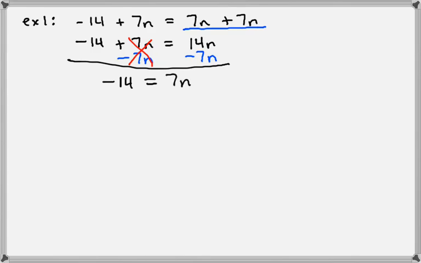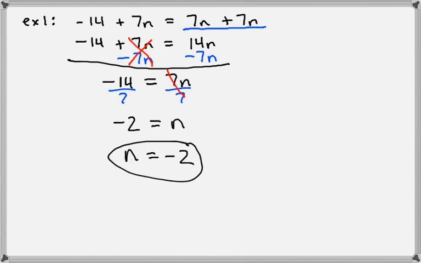Now in order to get the n by itself, we are going to divide both sides by 7 just like we've been doing for several days. 7 divided by 7 is 1, so we can cancel that out. Negative 14 divided by 7 is a negative 2 is equal to n. And remember, on our final answers, we always want to make sure the variable is listed on the left first, so we just flip that around to n equals negative 2. And don't forget to circle your answer.